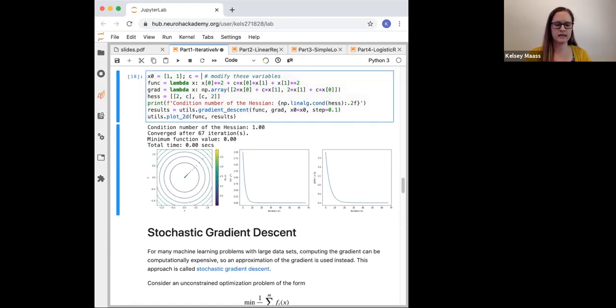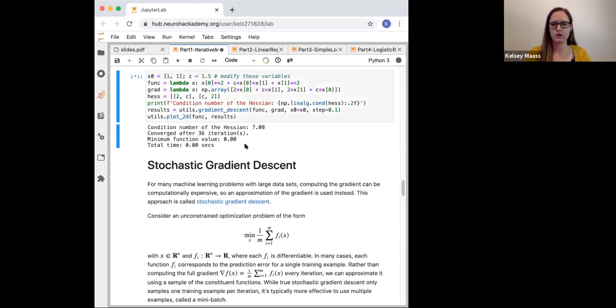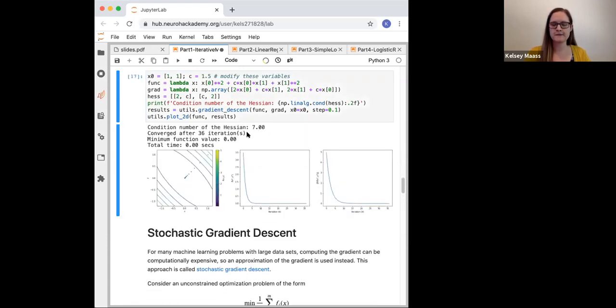On the other hand, if I have a higher condition number, now the level sets are skewed, so it's longer in one direction than the other. And now our initial guess really makes a difference. So at this point, we converge after 36 iterations, but if we go back to the other point, it takes 263.